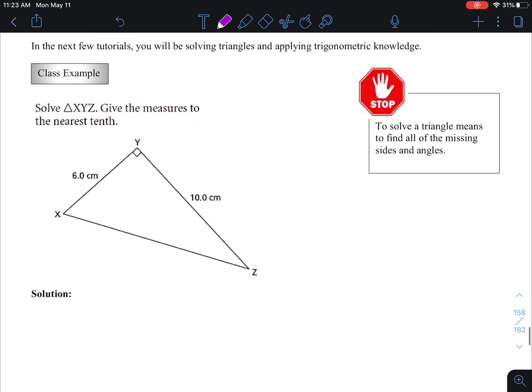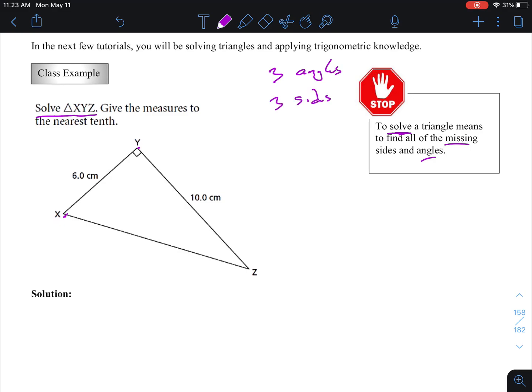So here we go. The question says solve triangle XYZ here, right? So here's what we mean by solve. Solve a triangle means to solve for all missing sides and all missing angles, right? So at the end of the day, you should know 3 angles and 3 sides, because that's all a triangle has, right?